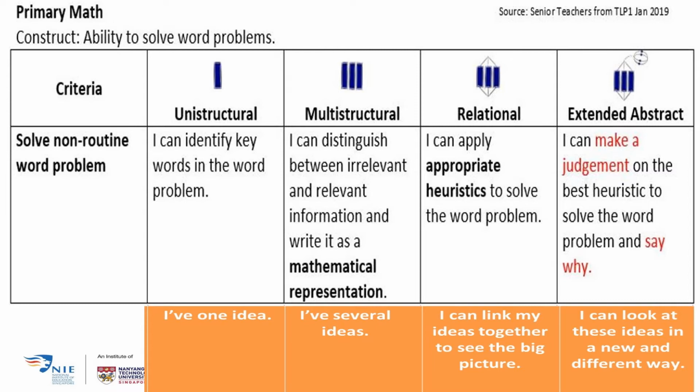So a set of rubrics can help students know where they are heading towards higher levels of understanding. It can also tell them where they are and what next steps to take to move to a higher level of understanding. So for example, if a child is at the relational level of understanding based on his solving of the non-routine word problem, where he can apply appropriate heuristics, the next step to move to the extended abstract level is to be able to make a judgment on what is the best heuristic and to be able to justify with good reasons.